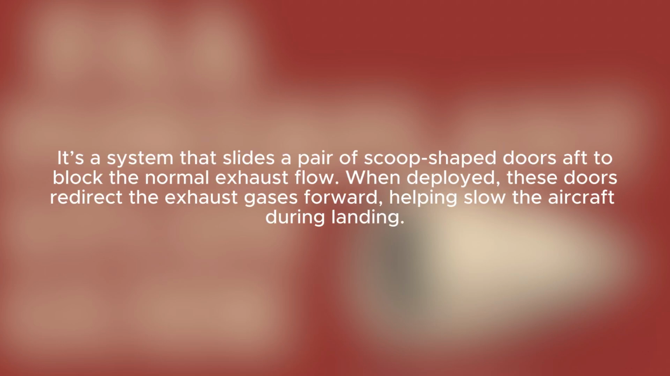What's a mechanical blockage thrust reverser? It's a system that slides a pair of scoop-shaped doors aft to block the normal exhaust flow. When deployed, these doors redirect the exhaust gases forward, helping slow the aircraft during landing.